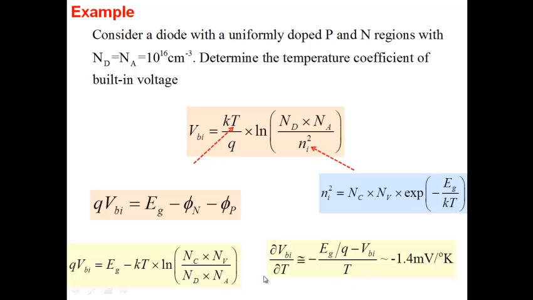So we calculated built-in voltage of 0.7 and Eg was 1.12, divided by 300 Kelvin, and we get minus 1.4 millivolt per degree Kelvin. Every 1 degree increase in temperature causes built-in voltage to drop by roughly 1.4 millivolts.